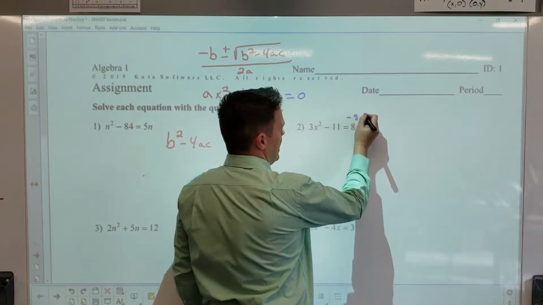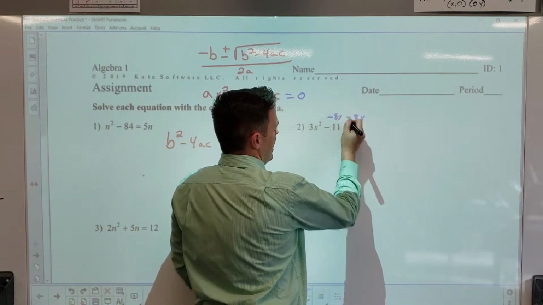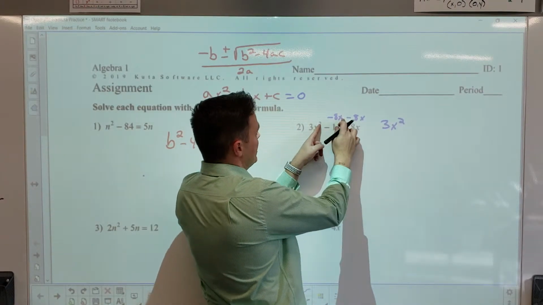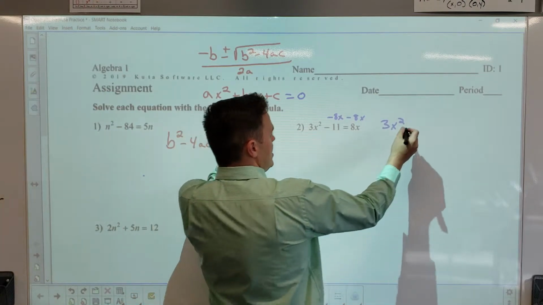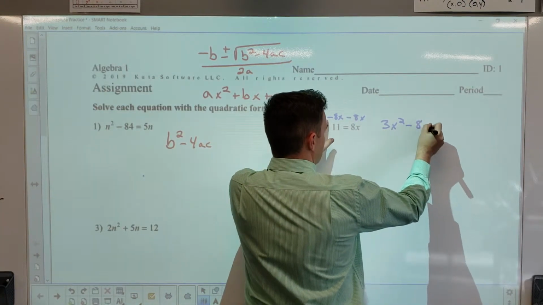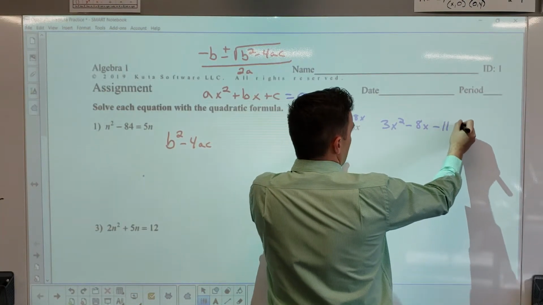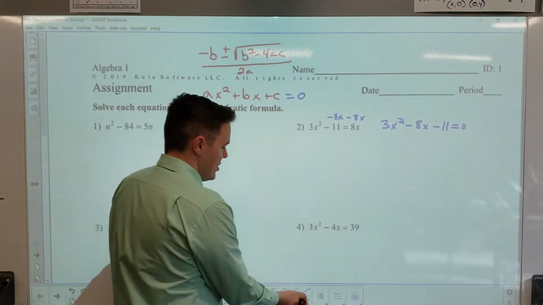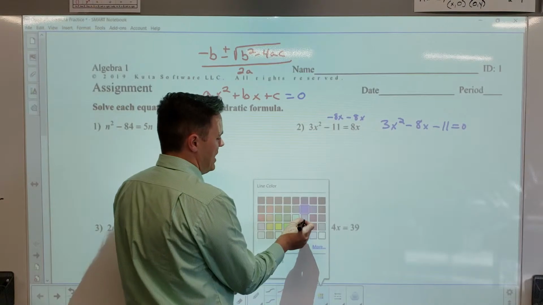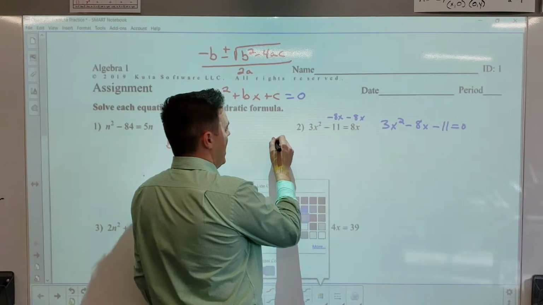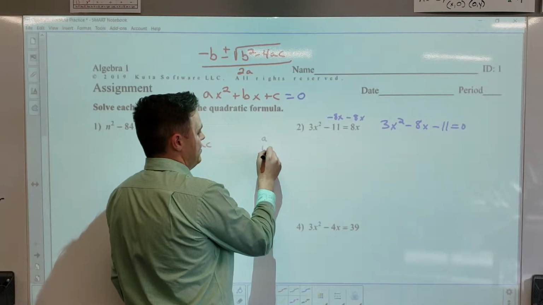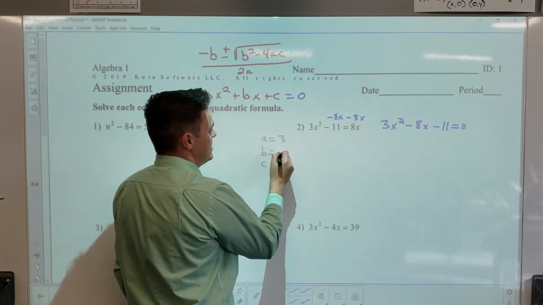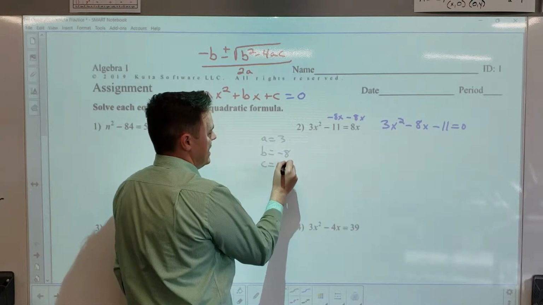So subtract 8x from both sides. When you do that, you get 3x squared, and then the next thing is always the x value, so it's negative 8x, and then the constant, which is negative 11, equals 0. Now you've set your equation up, right? Now we have to set it up with our a, our b, and our c value. So a equals 3, b is negative 8, c is negative 11.